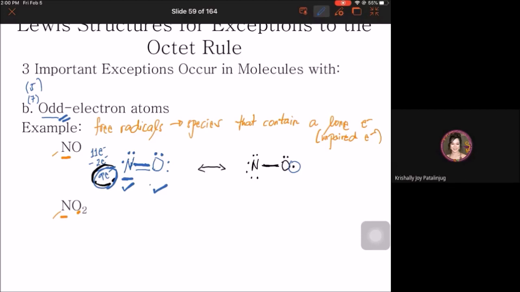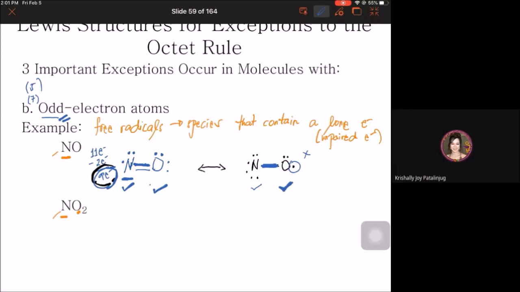You already have 6 electrons on nitrogen, then you have 1 lone pair and 1 unpaired electron for oxygen. Oxygen here also did not attain the octet. It is short by 1, 2, 3, 4. So short by 4? 2, 4, 5. It is short by 3. Same with nitrogen, because two electrons are equivalent to this bond, so 5 surrounding electrons for oxygen.